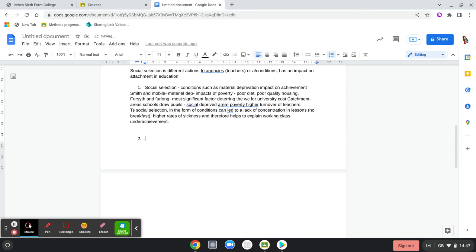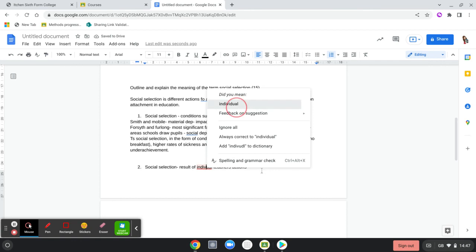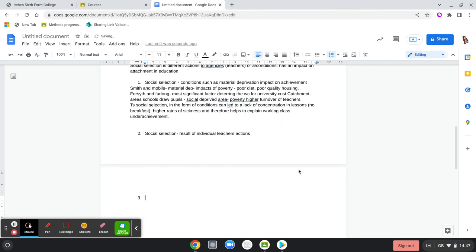Paragraph 2. So, social selection can also be the result of individual teachers' actions. So here we're going to do environment, which we've done, and now we're going to do individual teachers. So when I think of teachers, I think of labelling. So I'm going to do Becker.